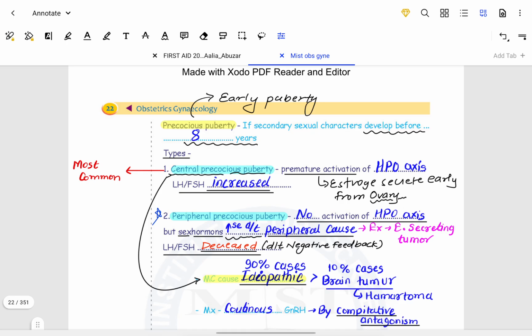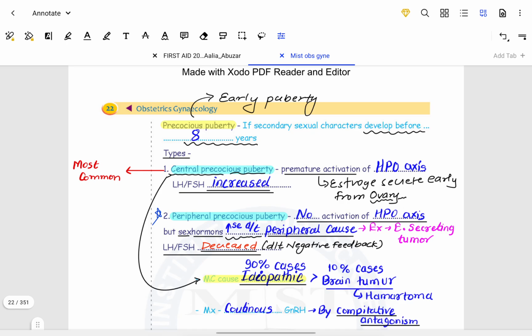Now, peripheral precocious puberty, there is no activation of the HPO axis. But sex hormones are increased due to a peripheral cause. For example, an estrogen secreting tumor. So sex hormones are increased, so it will lead to precocious puberty. But here the problem is not with the hypothalamus pituitary ovarian axis. The problem is something else. So here LH and FSH are decreased. Why? Because the anterior pituitary is not stimulated. In fact, they will be decreased more because estrogen is giving a negative feedback to it.